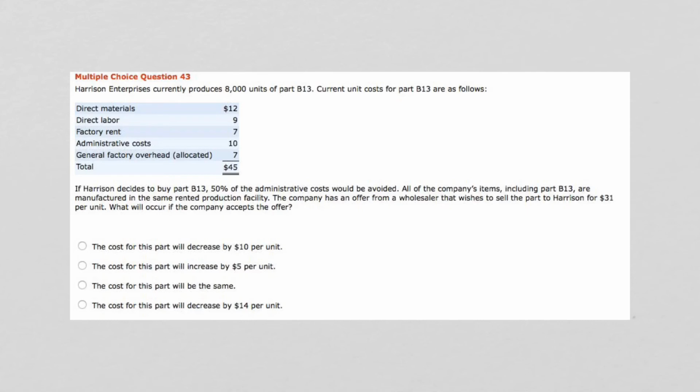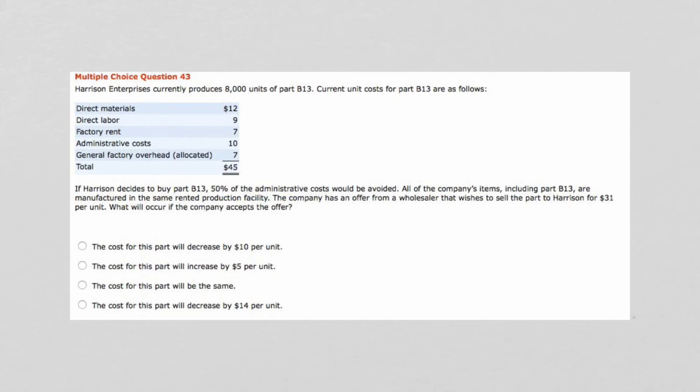You hopefully have read through this, so I'm not going to go through every detail in slow motion. Basically, we're looking at Part B13, which has been produced at a certain cost, and they give us all those costs. Now they're thinking of, instead of manufacturing that part, buying it from an outsider. This is a typical decision, and if they buy it from an outsider, we're told that 50% of the admin costs would be avoided. So let's see what that means.